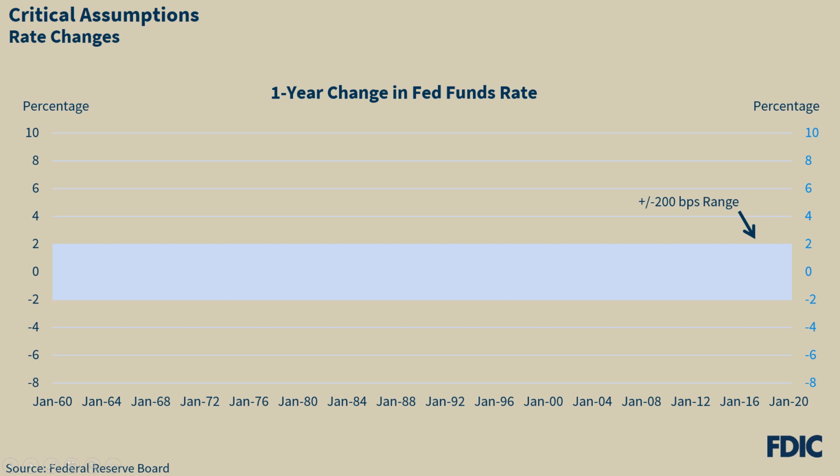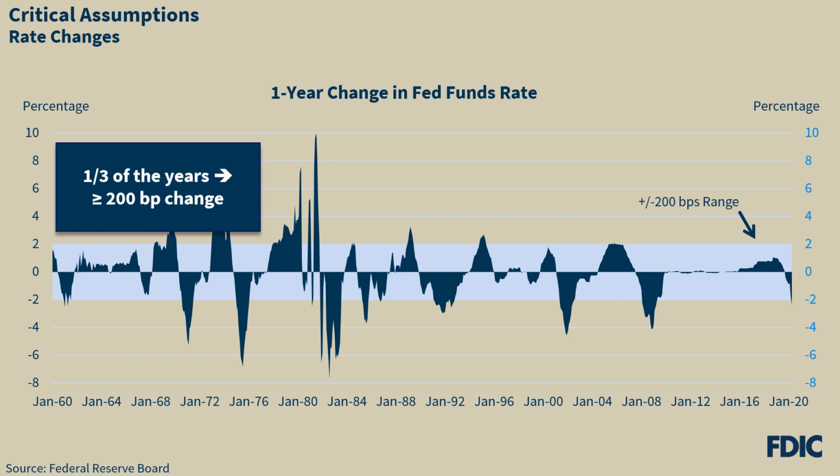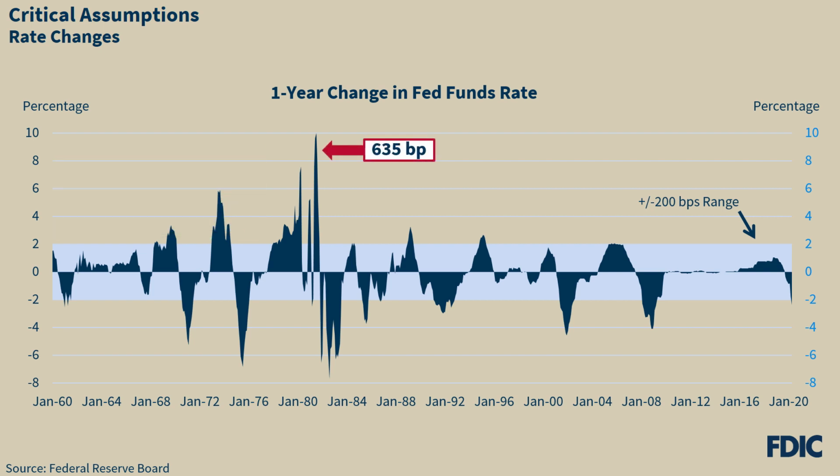The magnitude of rate changes modeled is critical to interest rate risk measurement. Looking over the last 60 years or so, there have been many periods when short-term rates changed significantly and relatively quickly. In about 1/3 of the years, the federal funds rate changed 200 basis points or more within a year. And in a 2-month period in early 1980, the federal funds rate rose 635 basis points. This indicates that a 200 basis point rate scenario may not be sufficient to adequately assess a bank's interest rate risk exposure. So banks may want to consider scenarios involving a greater range of interest rate shocks.